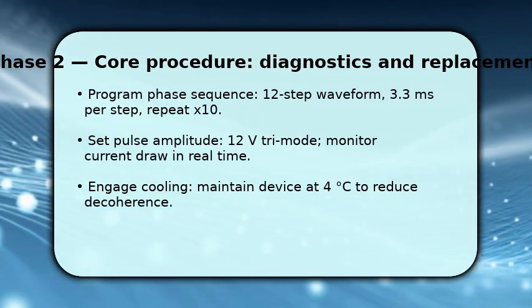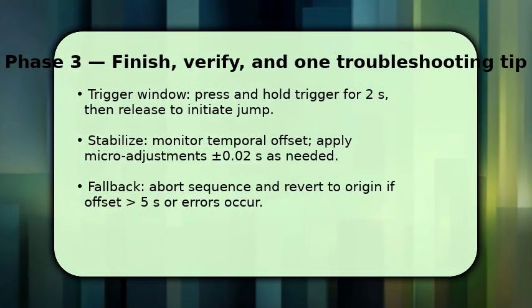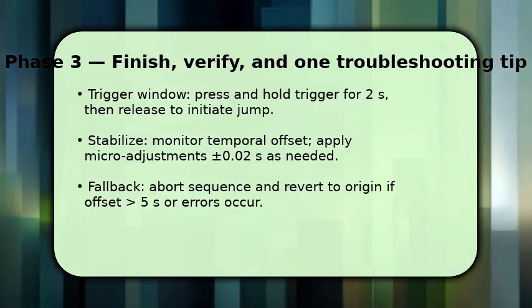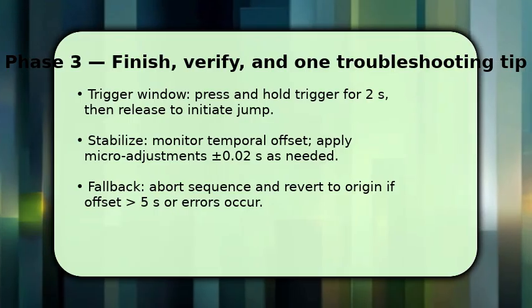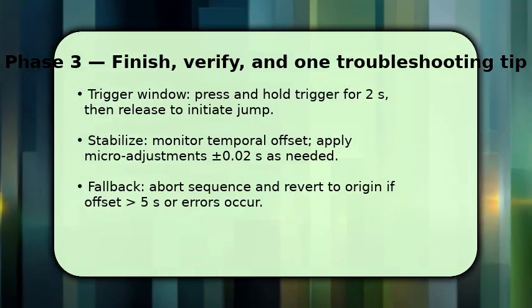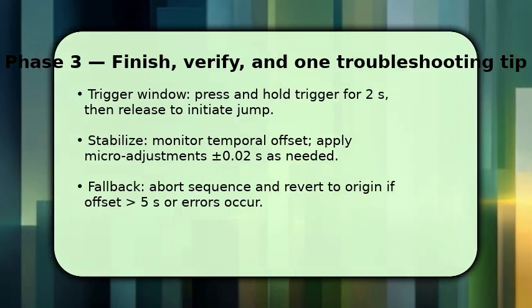You initiate the window jump by pressing and holding the trigger for 2 seconds, then release to let the stabilized pulse open the temporal channel. Once active, monitor the temporal offset in real time and apply micro adjustments of plus or minus 0.02 seconds to lock your arrival point, because small corrections prevent overshoot.